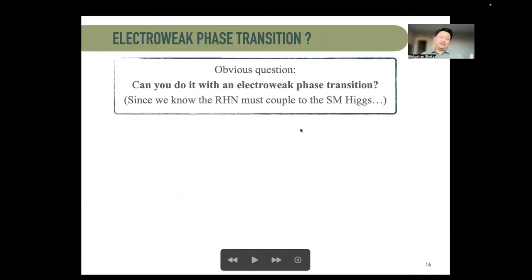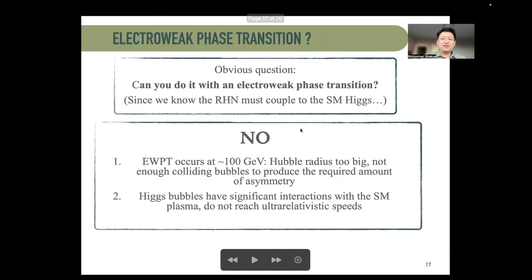And so you might ask, if there's an electroweak phase transition, does this mechanism also produce leptogenesis at low energy scales? Because that would be quite nice and quite minimal. Unfortunately, the answer to that is no, and it's no for two main reasons.